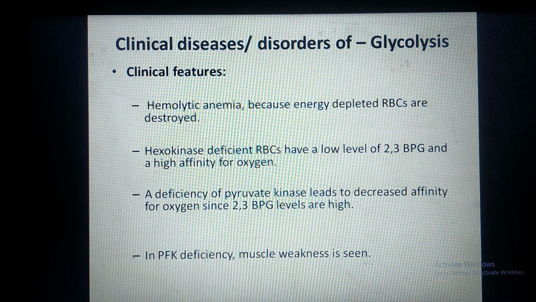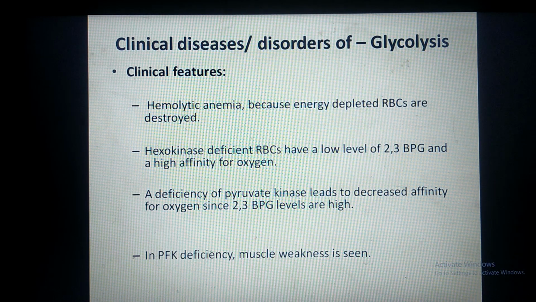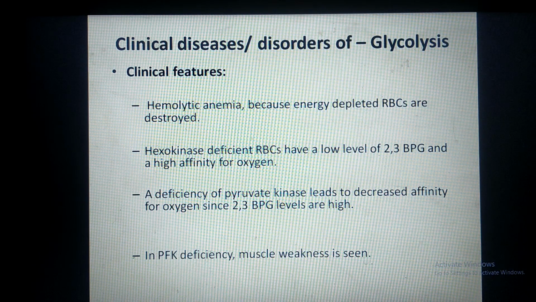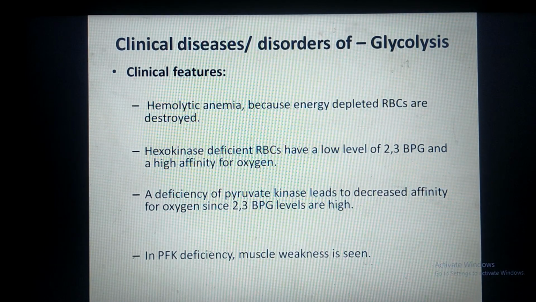If the hexokinase deficiency is seen, as we have just studied, then the level of 2,3-BPG is low. If the deficiency of pyruvate kinase is seen, then the level of 2,3-BPG is high. In case of phosphofructokinase deficiency, the persons generally present with muscle weakness.